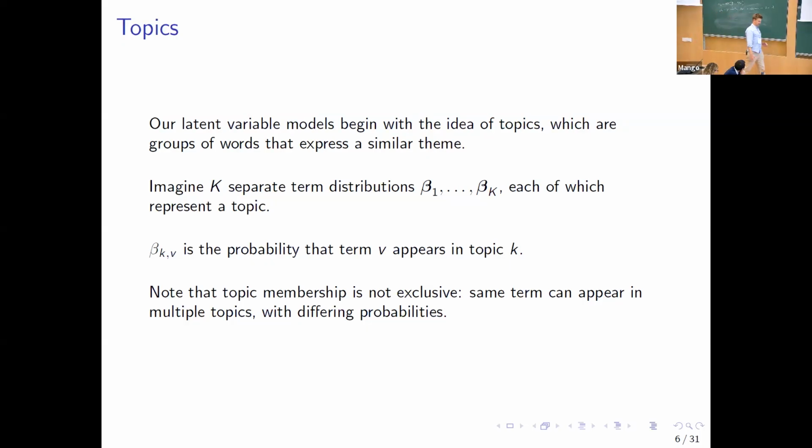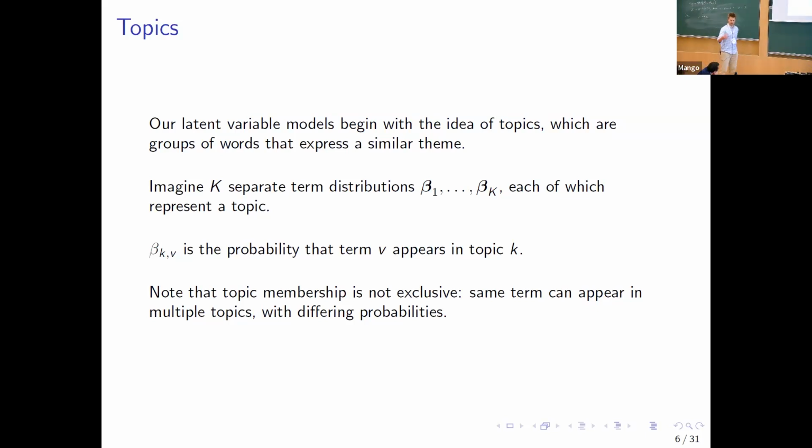A topic model extends this idea by having k different probability distributions. So I'm going to have a beta 1 through beta k. Now I'm going to have a topic-specific probability that terms appear conditional on that topic. So beta kv is the probability that term v appears in topic k.